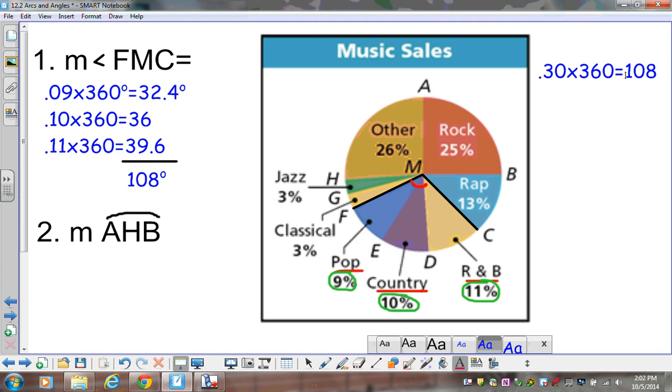It will also give you 108 degrees. All right, so let's look at the second one. The next one we want to do is find the measure of arc AHB.